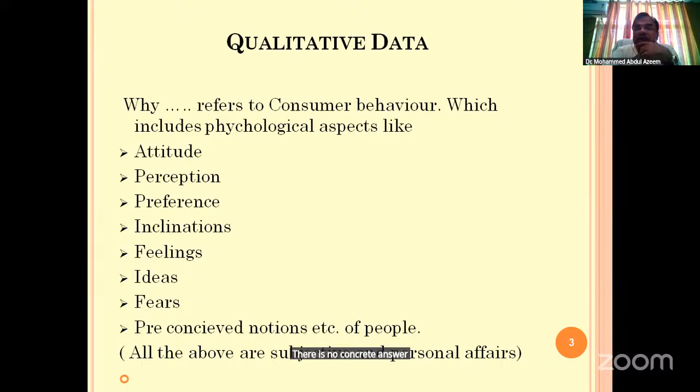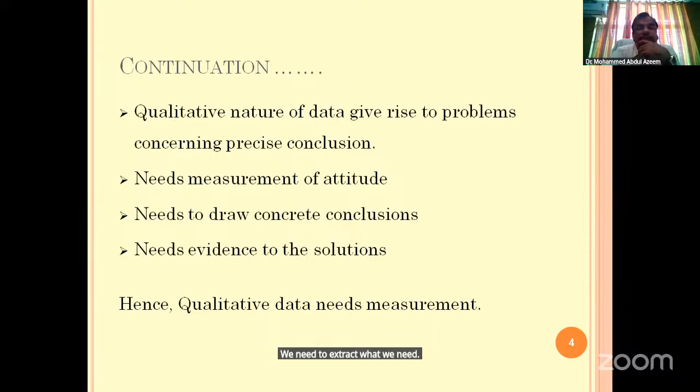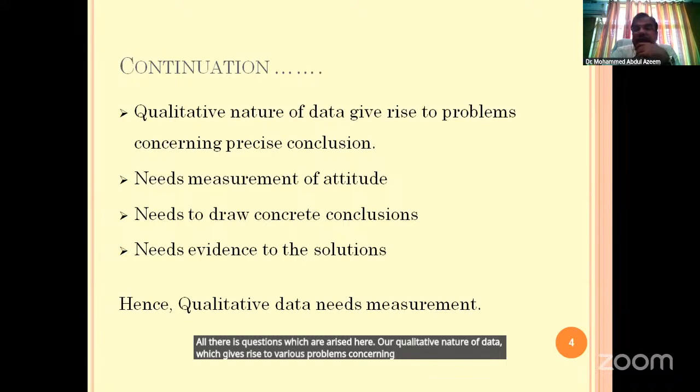If I ask you, how are you? He says, well. If another person is asked, how are you? He may say, I am long, I am healthy. Another person says, I am fair. Another person says, I am tall. Different answers we get for a particular question. So our job as a researcher is to extract what we need. So all the questions which arise here are qualitative in nature of data, which gives rise to various problems concerning precise conclusion.